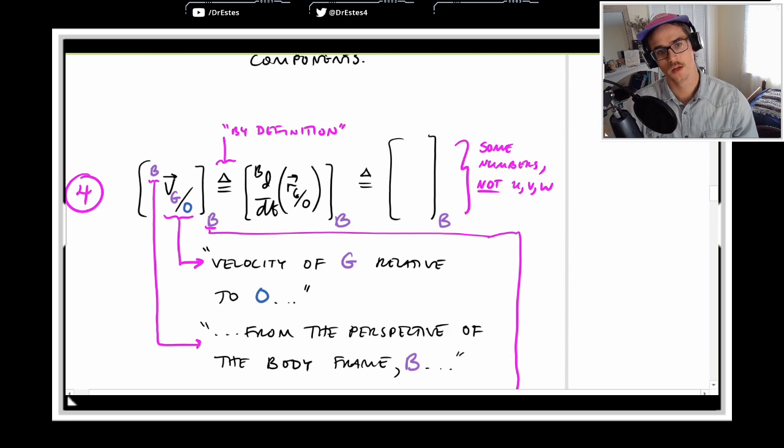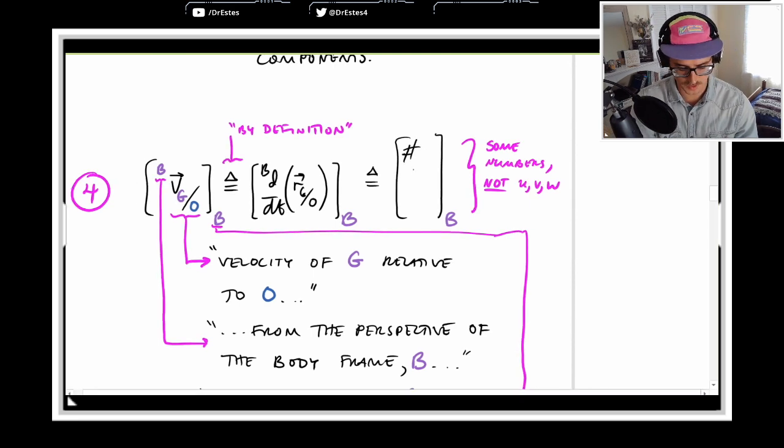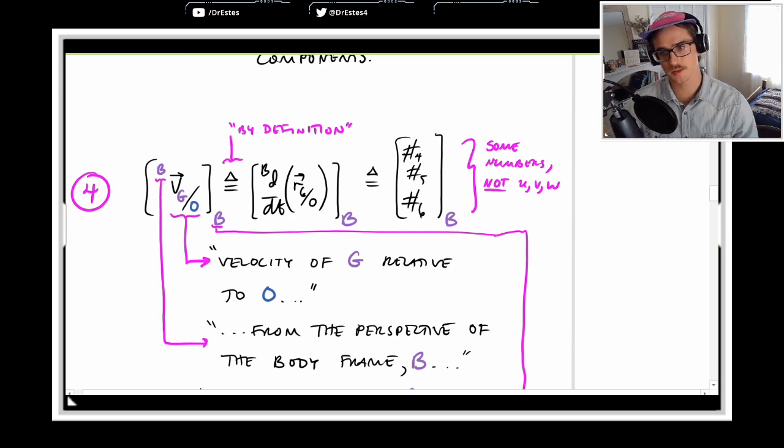Position vector relative to the B frame. And then we also don't have specific variable names for this, so I'll call this like 4, 5, and 6. It's just, you'll get some numbers if you ever try to calculate this.